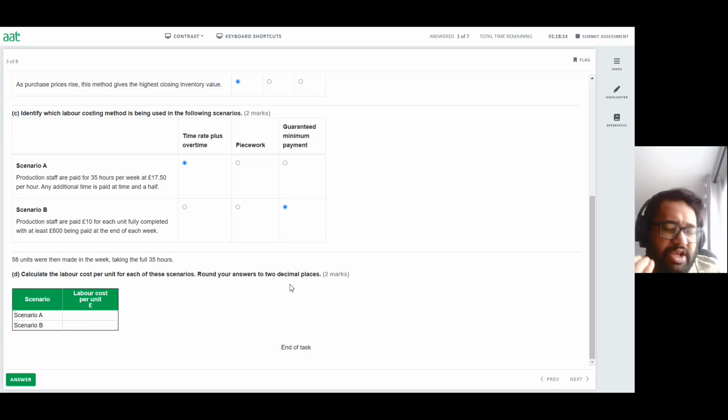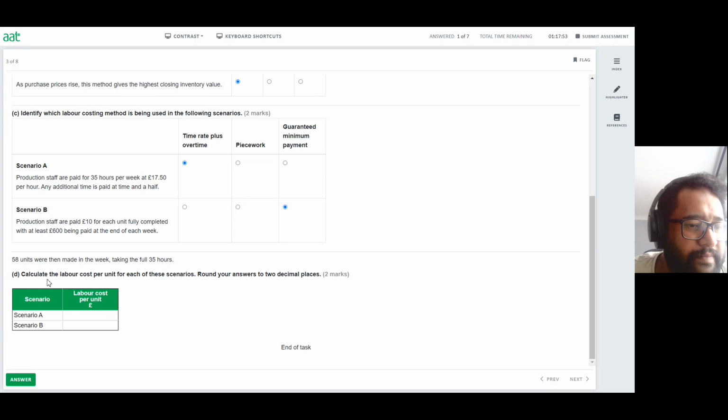Even if it's a whole number, like 12 pounds, put 12.00. So let's find out the first one. If a staff member works 35 hours at 17 pounds 50 an hour, 35 multiplied by 17 pounds 50 will give you a total cost of 612 pounds 50 pence.